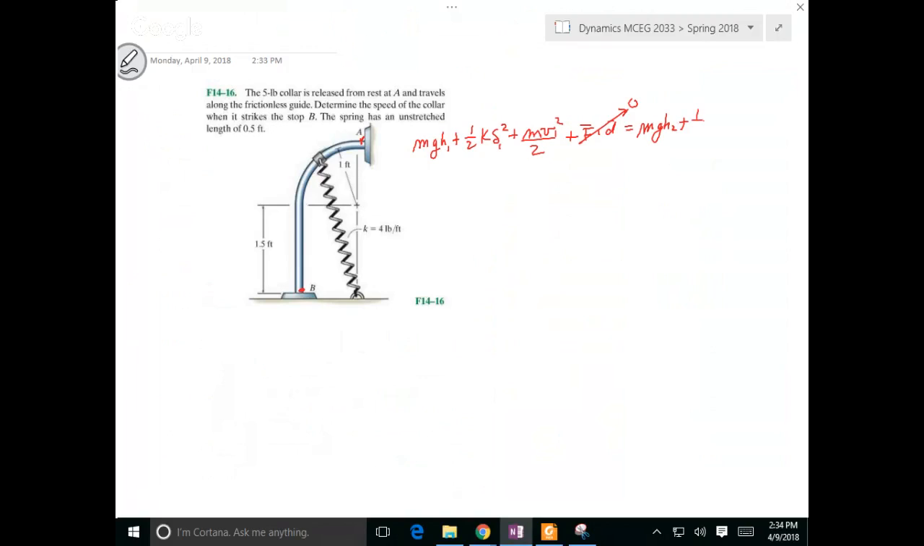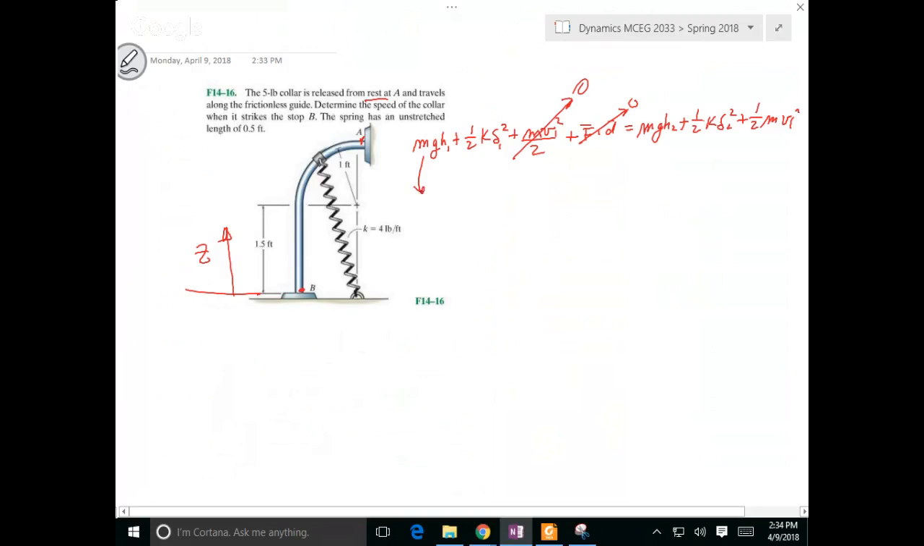MGH2 plus 1/2 K delta 2 squared plus 1/2 MV2 squared. Started from rest, that's gone. Let's put our datum down here.